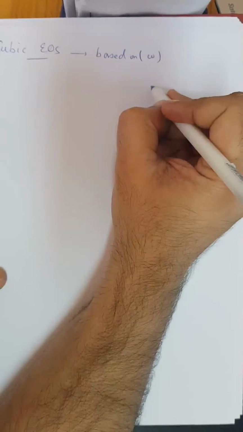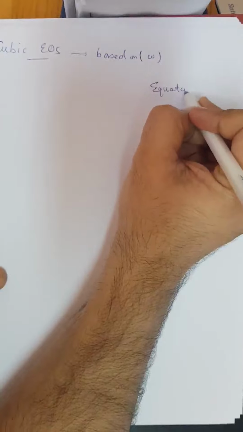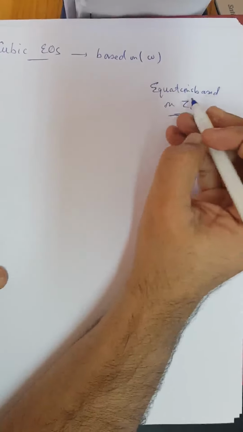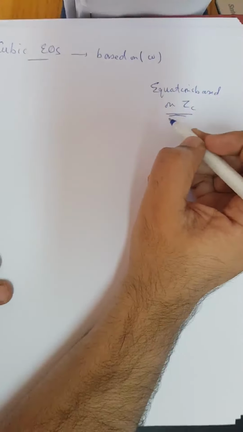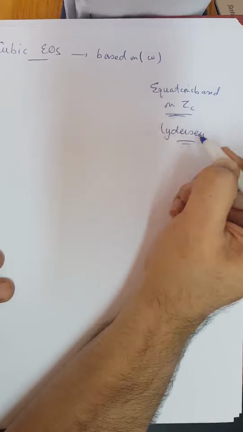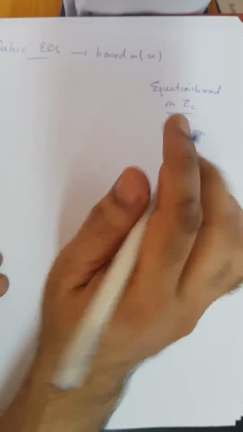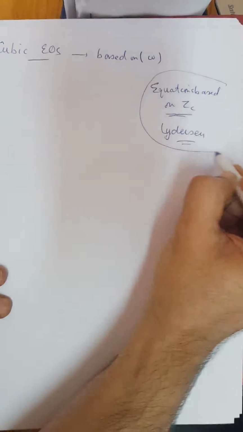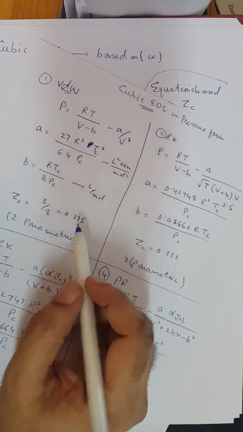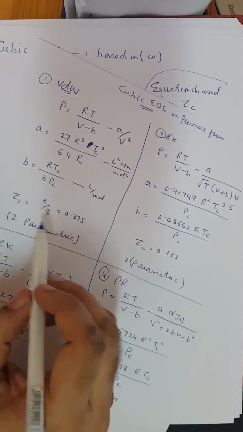Questions based on ZC are like Leaderson. We will not cover that one because it is not in your course, but this Leaderson equation is purely based on ZC. You can see the ZC values for each equation. They have also given ZC values, which are constant values for each.